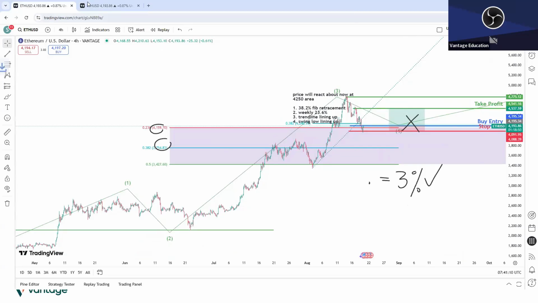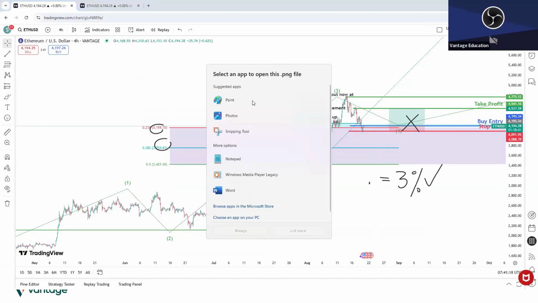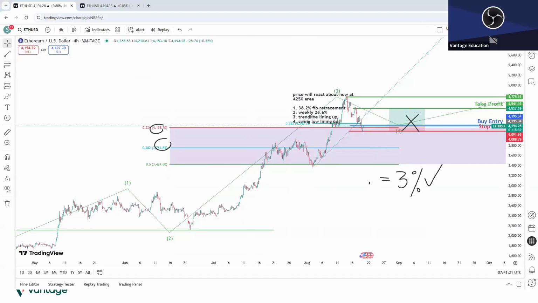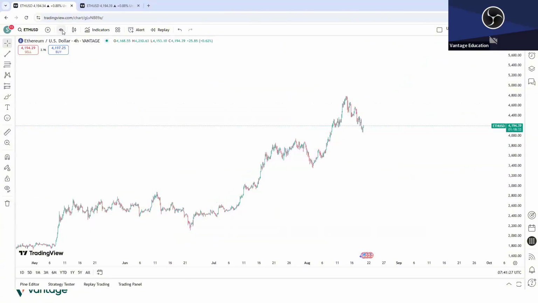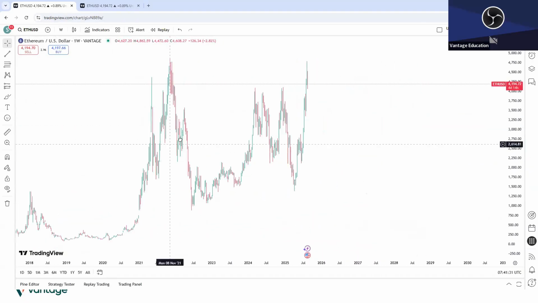Screenshot so that I can reference this. Hold on, guys. Where's my screenshot? Okay, I got my screenshot. Now I can erase the charts and then I can start all over again. Okay, so how did I come up with that wave analysis? Let's start from the weekly chart.